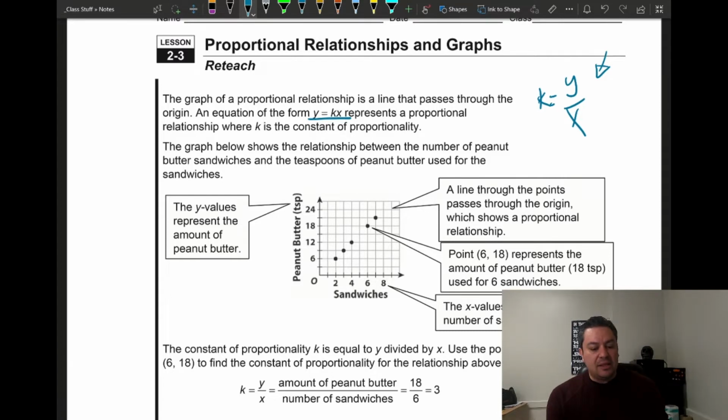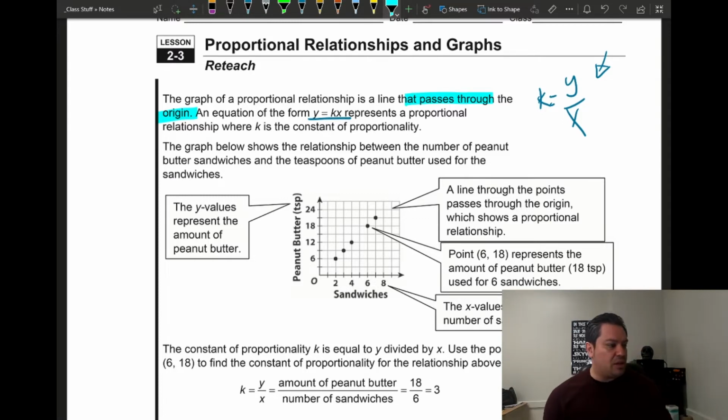Okay, the graph below shows the relationship between a number of peanut butter sandwiches and teaspoons of peanut butter used for the sandwiches. Now, a key phrase that they made over here is that a proportional relationship is a line that passes through the origin. Does anybody know what the origin is? And if you know, please leave it down in the comments. I'd love to hear what you know about the origin.